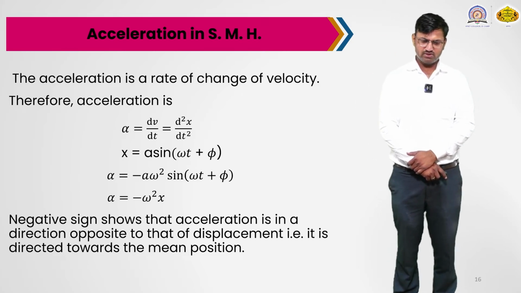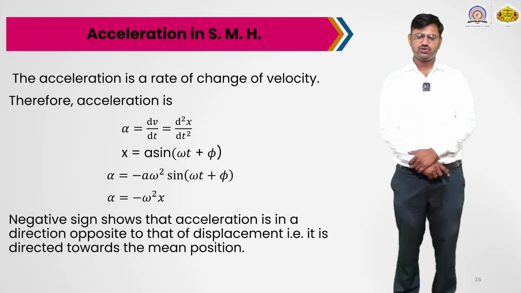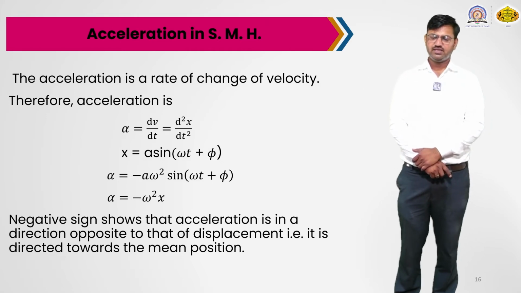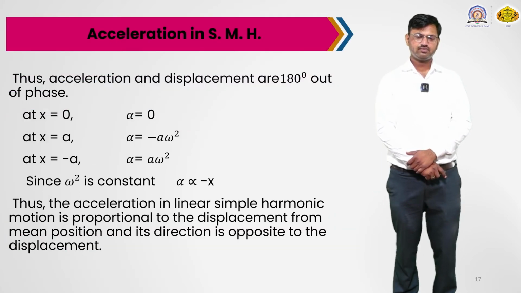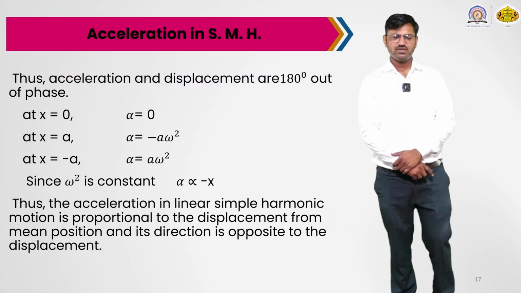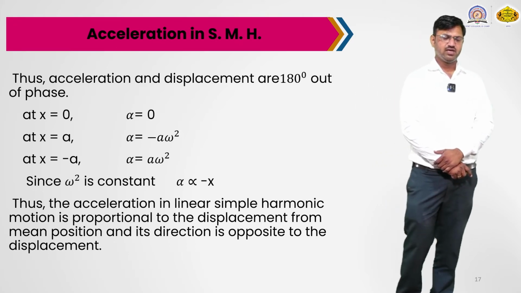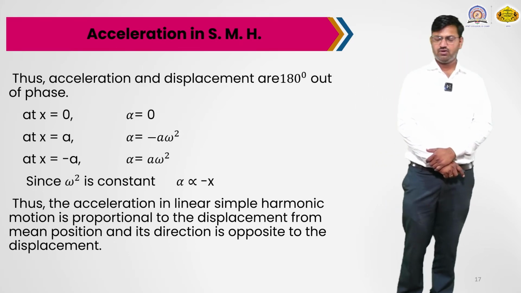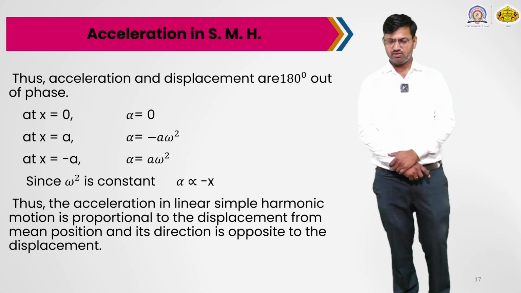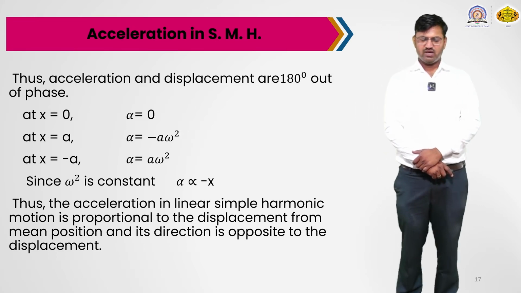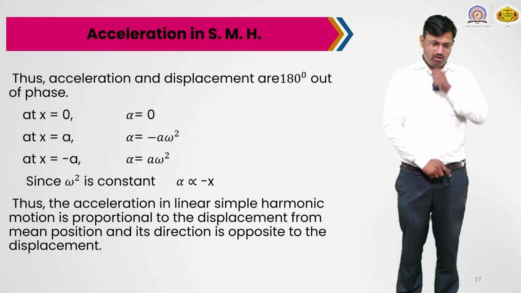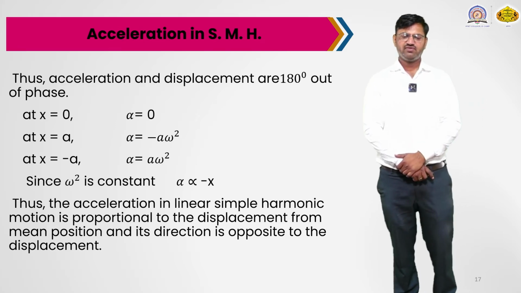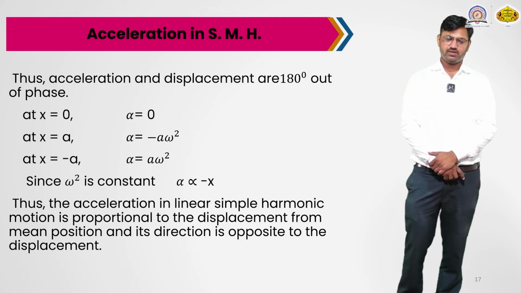The negative sign shows that the acceleration is in direction opposite to the displacement. That is, it is directed toward the mean position. Thus, the acceleration and displacement are 180 degrees out of phase. At x is equal to 0, the acceleration will be 0. At x is equal to a, the acceleration is minus a omega square. This is the minimum acceleration. At x is equal to minus a, alpha is equal to a omega square.